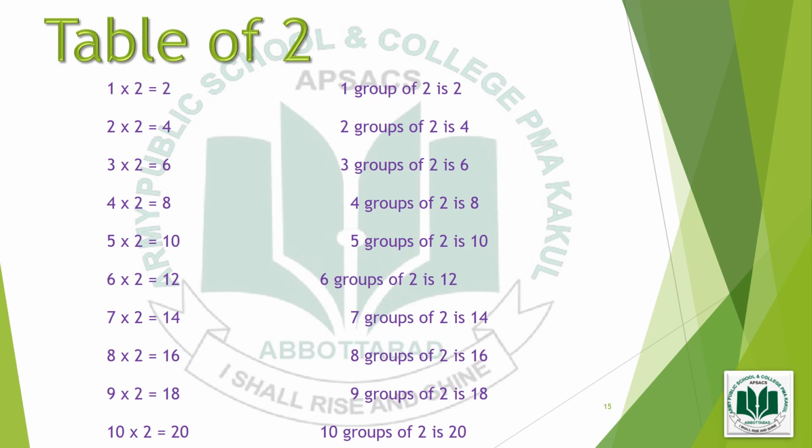2 groups of 2 is 4. 3 groups of 2 is 6. 4 groups of 2 is 8. 5 groups of 2 is 10, and so on. Means if there are 7 groups of 2 things, total things will be 14. 7 2s are 14.